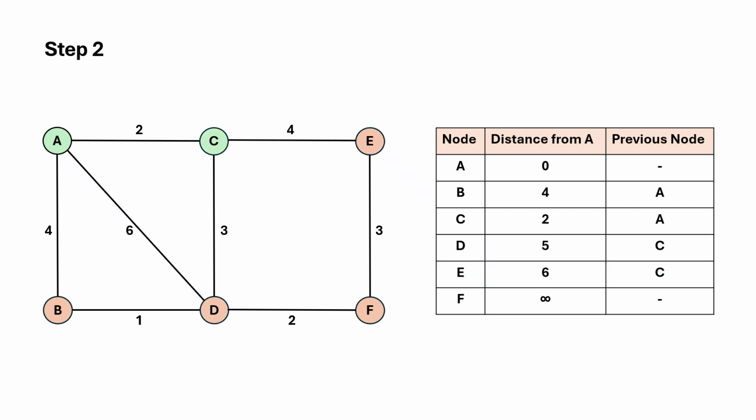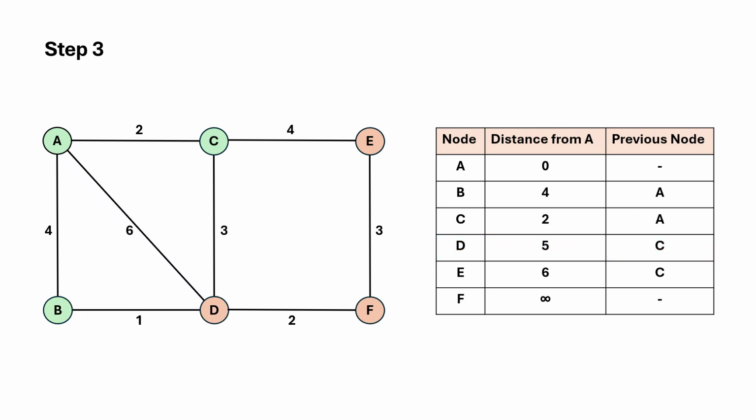We will now visit the unvisited node with the shortest distance. In the table, the shortest distance to an unvisited node is B with distance 4. So let's visit B. In this step, B has only one unvisited neighbor, and that is D. The new distance to D is distance to B plus distance from B to D, and that is 4 plus 1 equals 5. Since the new distance is the same as the old one, we are not going to change it. And as D was the only neighbor, we can now label B as visited.